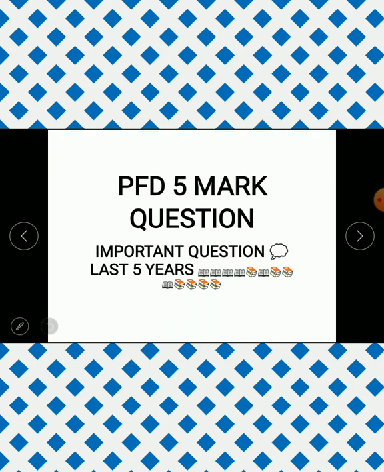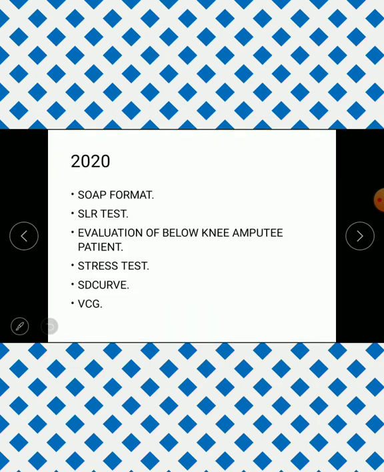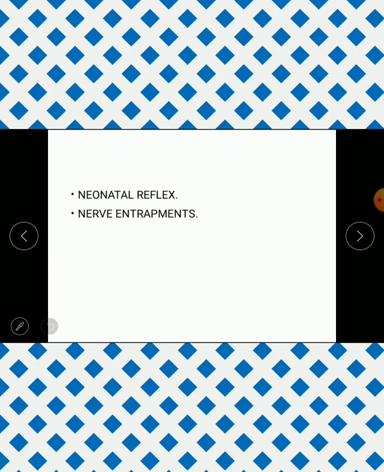Let's start the questions. First, in the year 2020, the questions asked in the exam were: SOAP format, that is the normal assessment format of SOAP, subjective, objective, assessment. Okay, then SLR test, straight leg raise test, evaluation of a below knee amputee patient, stress test, SD curve, and VCG, that is voluntary control grading. Neonatal reflex and nerve entrapments.